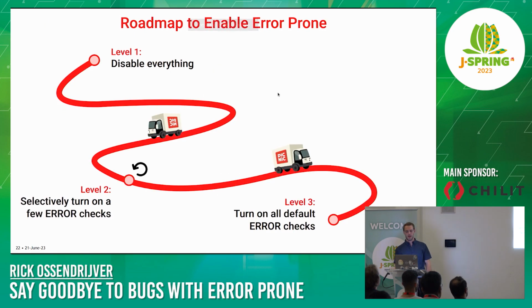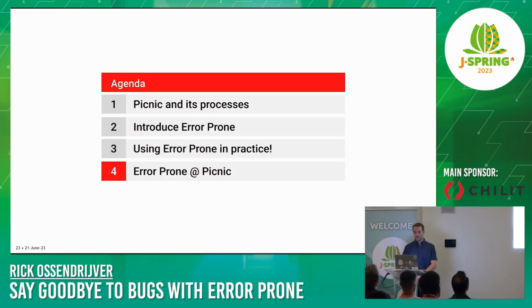So to reiterate shortly, we started on the baseline where we added the 2 Maven profiles, and we can selectively turn on a few error checks by just running a simple command. And we keep repeating that till all default error checks are enabled. Okay, that is how you can start using it.